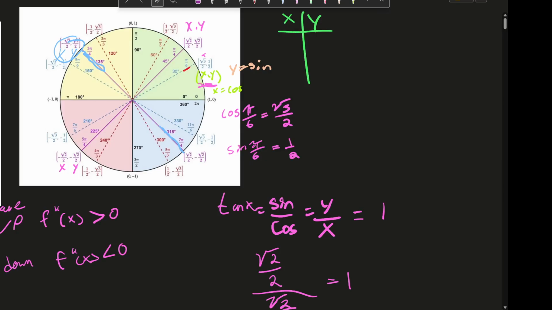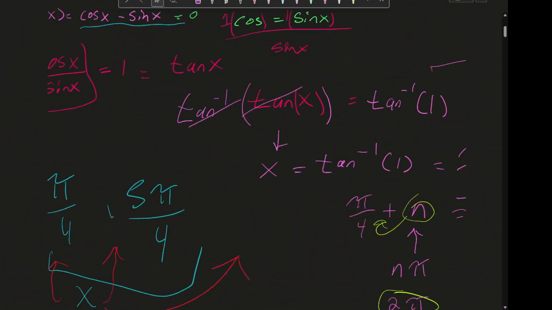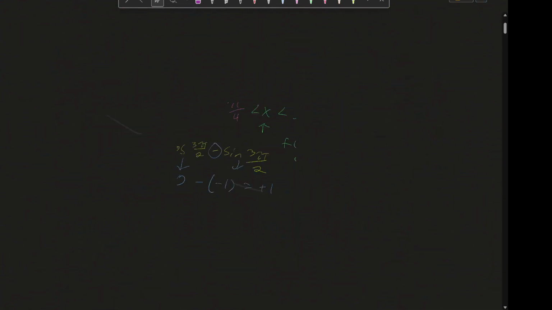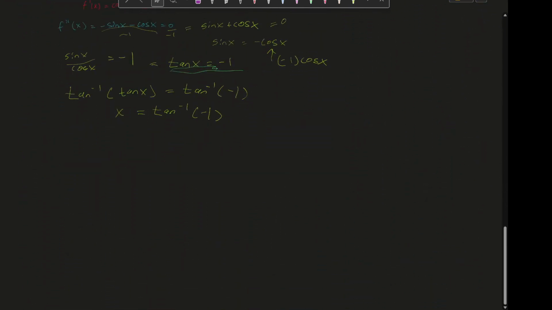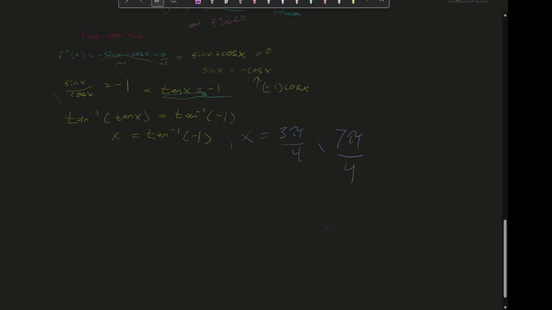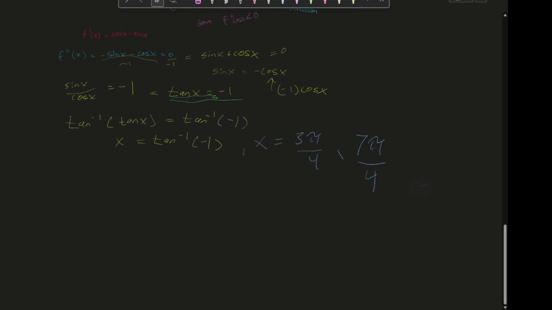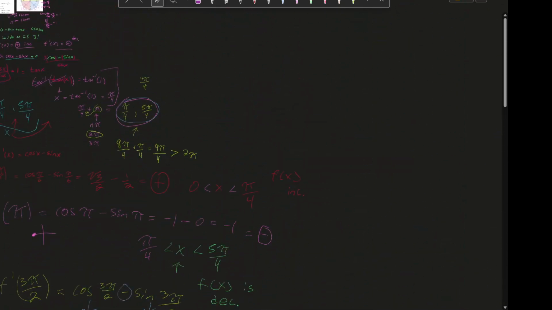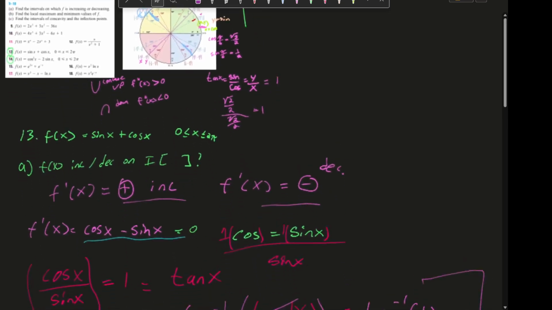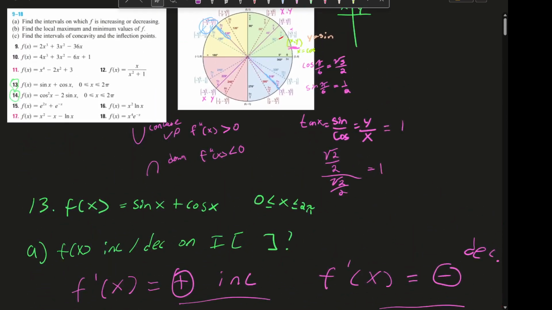So 3 pi over 4, 7 pi over 4. Those are your inflection points. And I believe that's what it's asking for, right? Yeah, find the inflection points and also find the intervals of concavity.